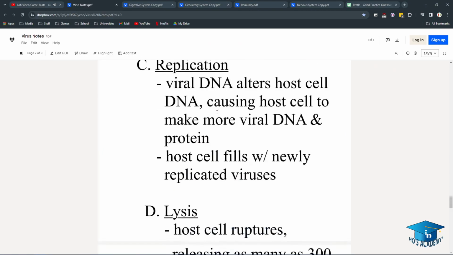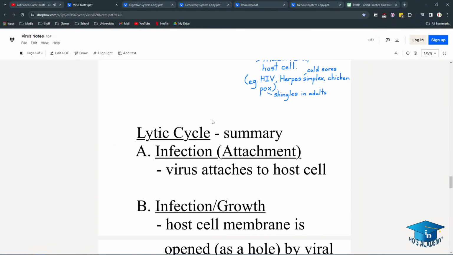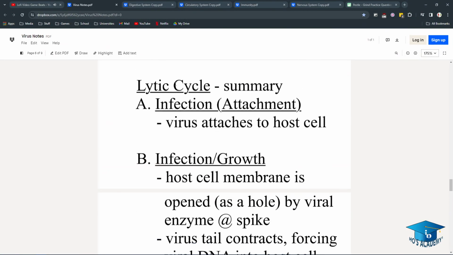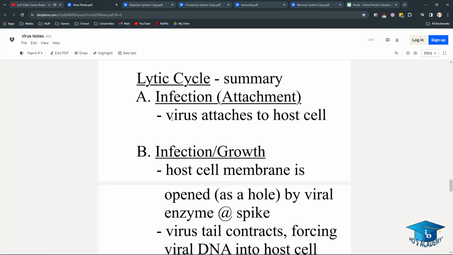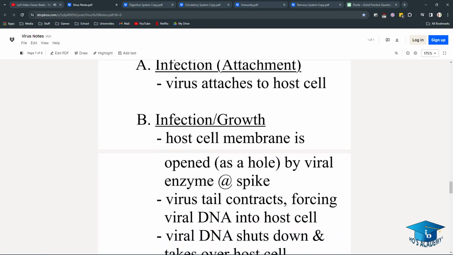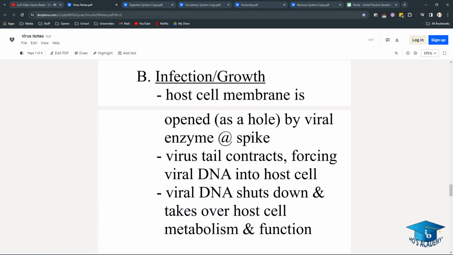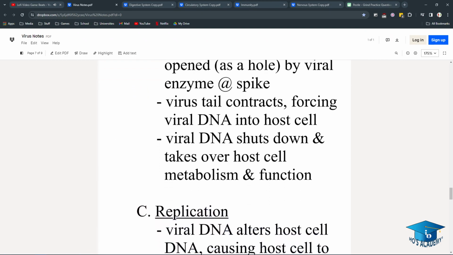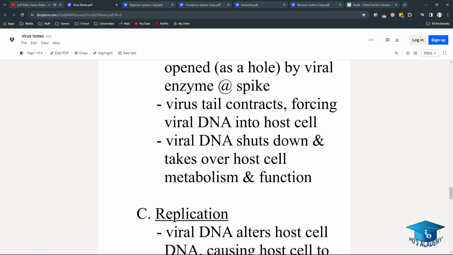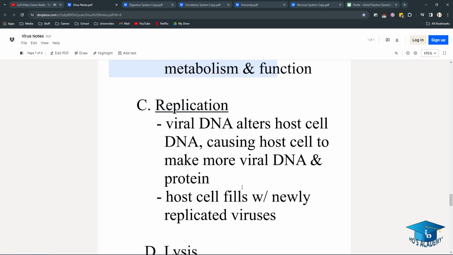So I believe there was a better handout that showed the full stages. But for the lytic cycle, there's infection where it attaches, so you can draw it attaching onto the surface. There's infection or growth where there is a hole open through the spike, and the contents, you can draw them injecting into the cell. The viral DNA will take over the host cell's metabolism and function. Maybe you can point it towards the nucleus.